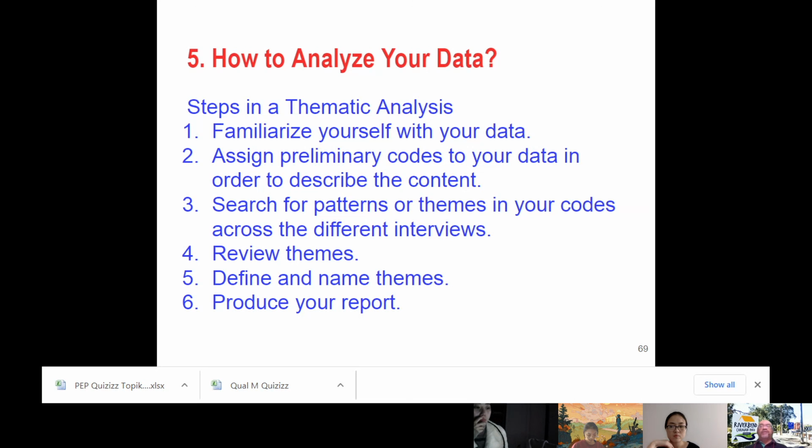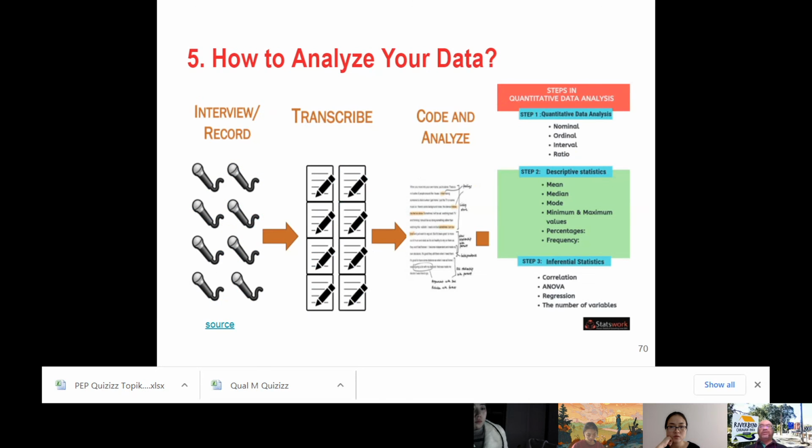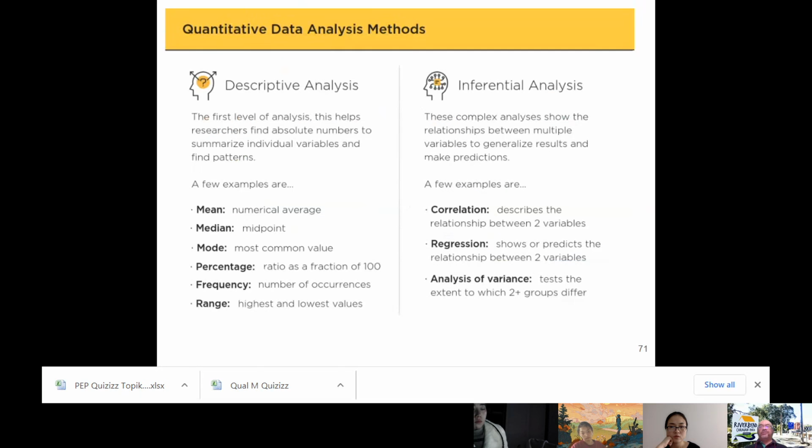Number 2, assign codes to your data in order to describe the content. Okay, so here is the picture.